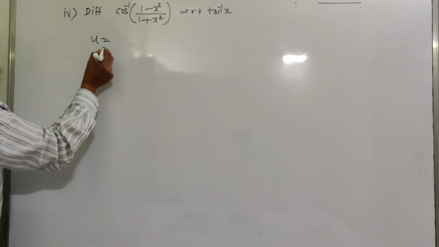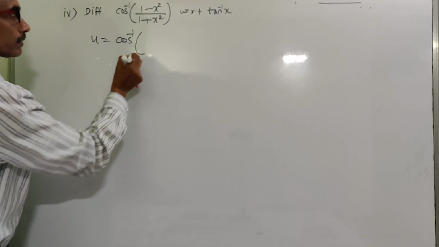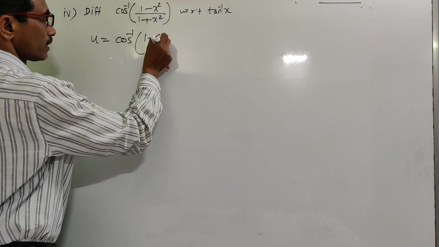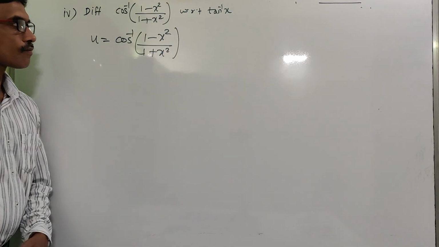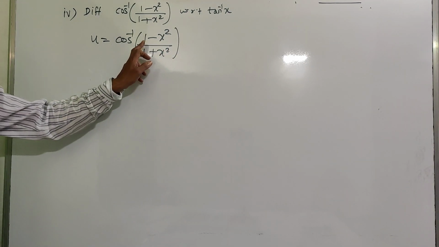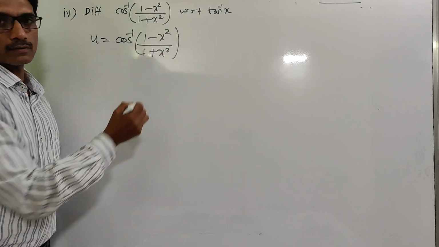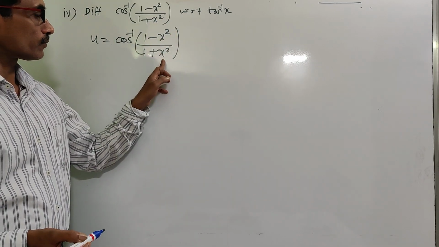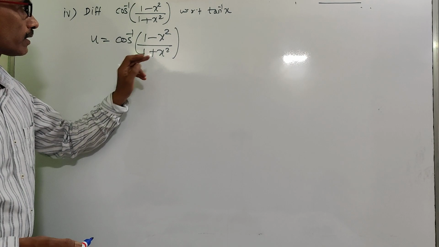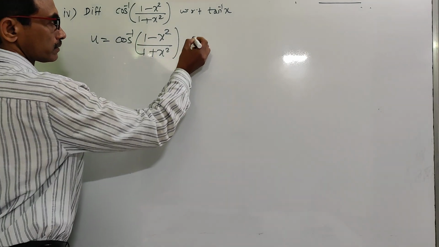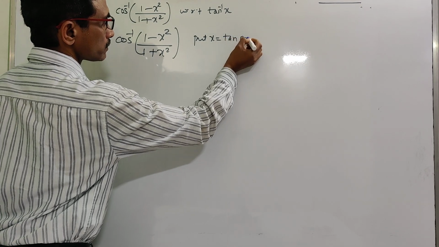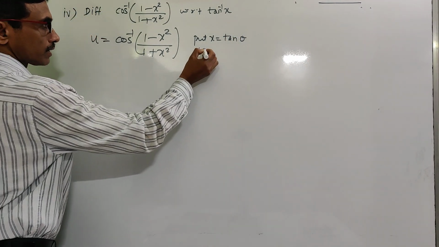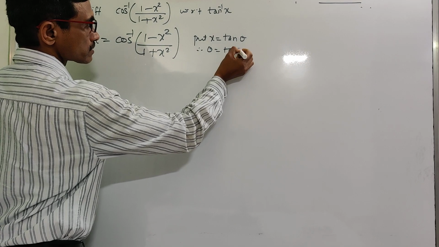So u is equal to cos inverse of (1 minus x square upon 1 plus x square). Here, for this type of expression, 1 minus tan square upon 1 plus tan square, the substitution will be x is equal to tan theta. So we put x is equal to tan theta, so that theta is equal to tan inverse of x.